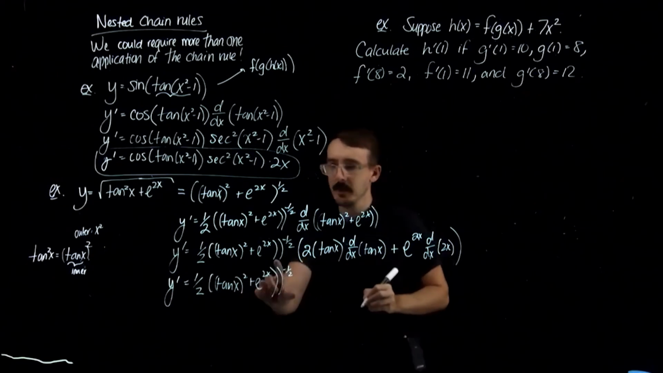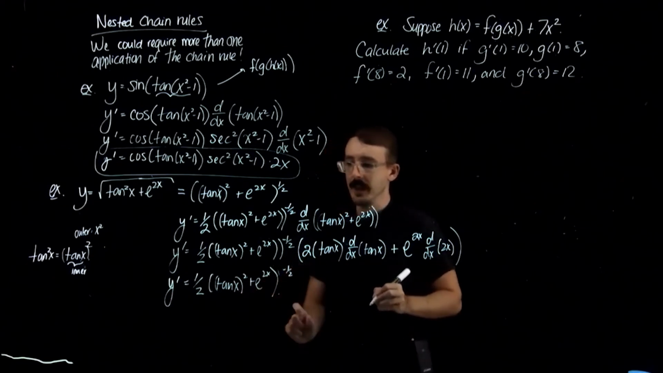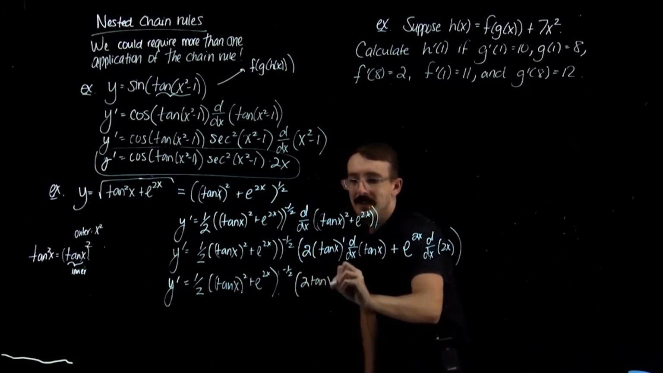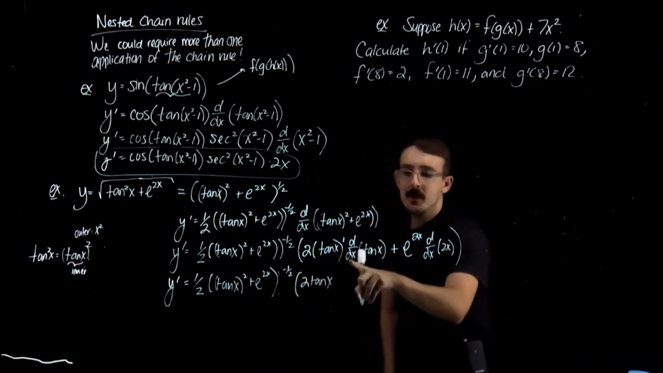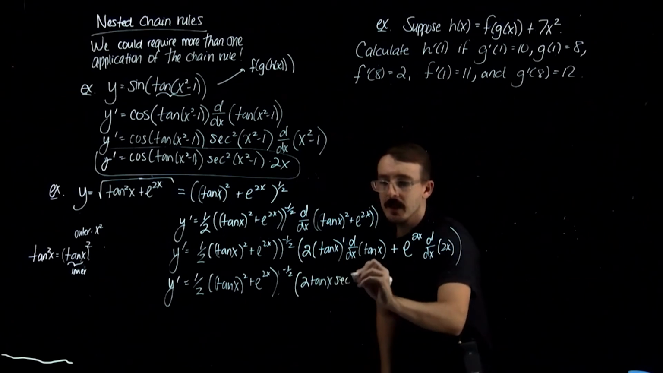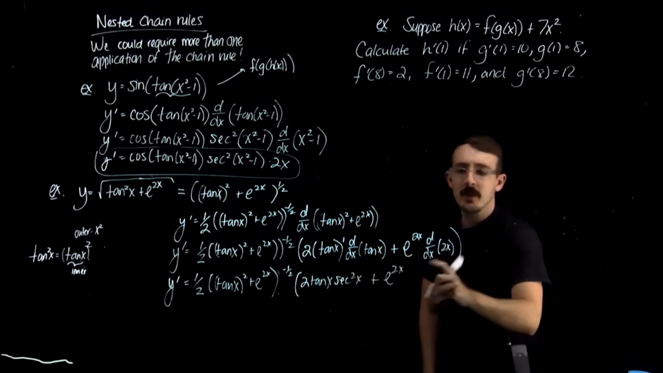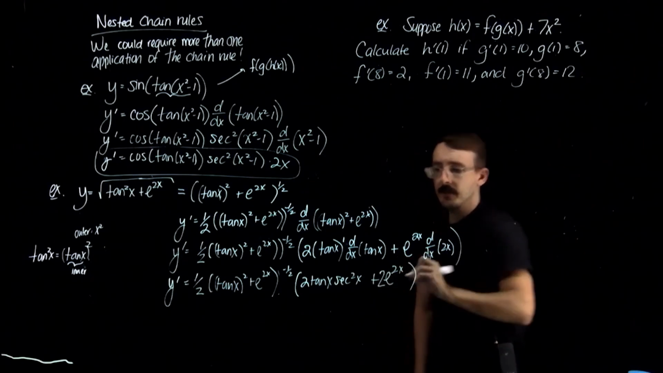I think I have one too many parentheses here. Let me just go like that. OK. Here I have 2 tangent. It's to the first power, I don't need to write that. Derivative of tangent is secant squared plus e to the 2x. And the derivative of 2x is just 2. So I'll put that up front here.